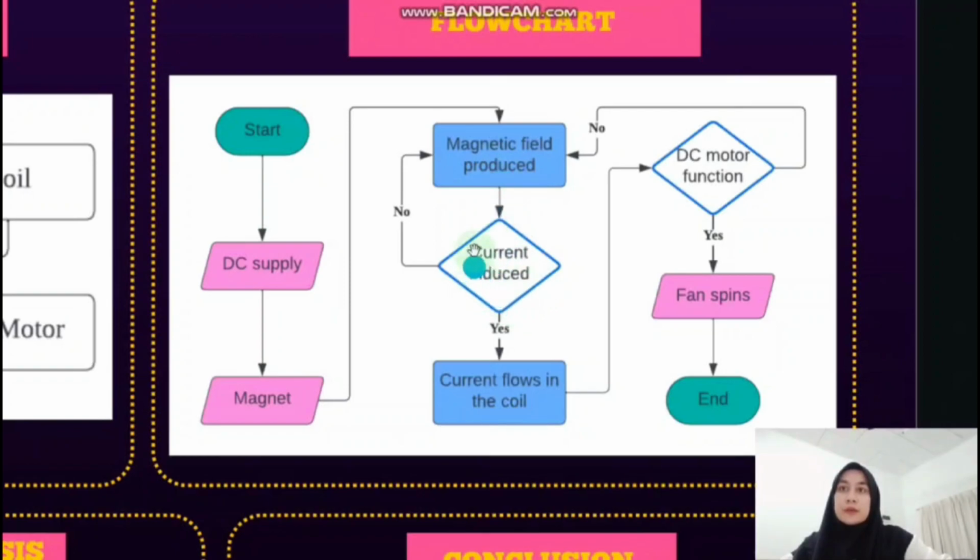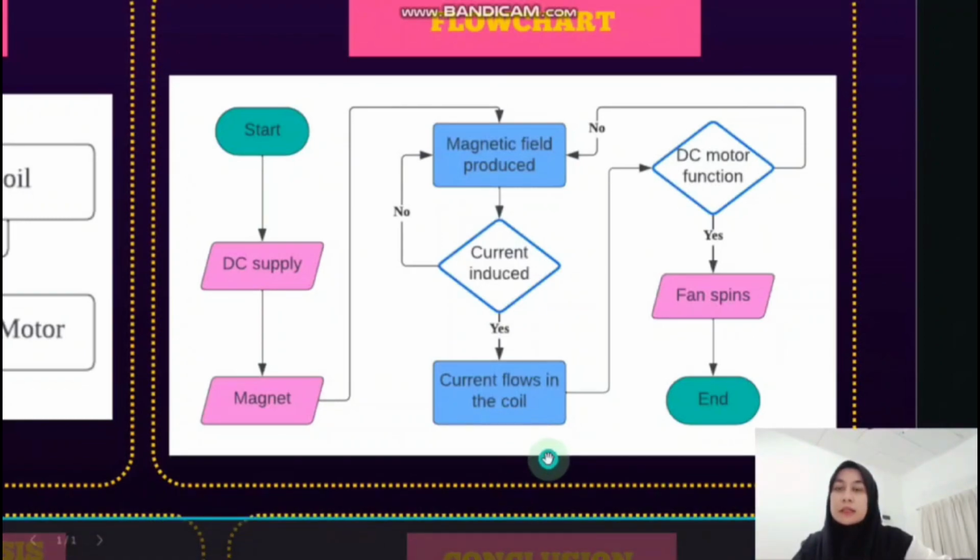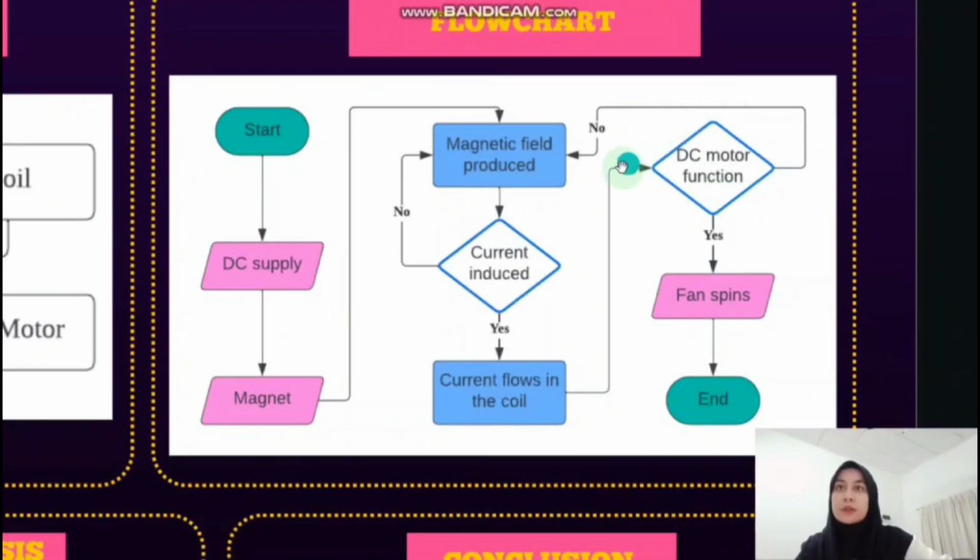But if there is no current induced, it will go back to the magnetic field until it produces. Okay, we are going back to the current induced. Okay, if yes, it will continue the process. So the current will flow in the coil and the DC motor will function. If the DC motor does not function, it will go back to the first process, which is magnetic field produced, and then current induced, until the current flows in the coil and the DC motor functions.